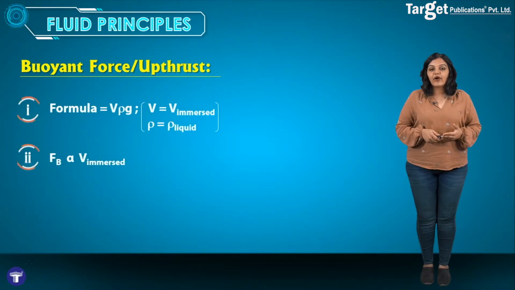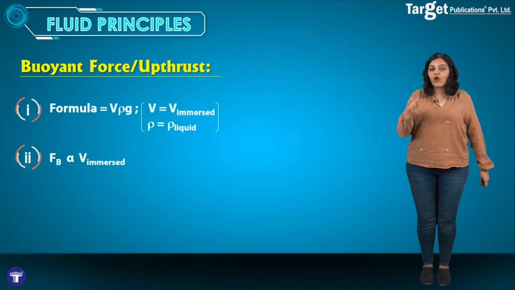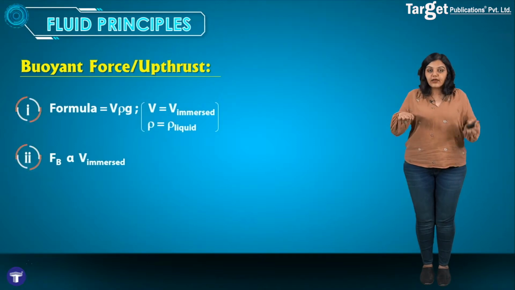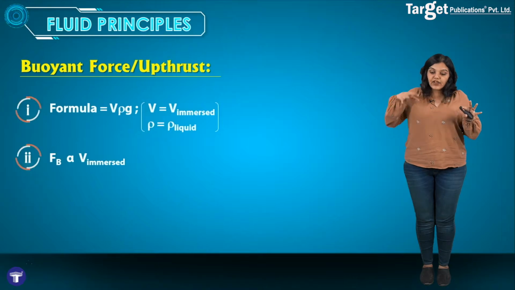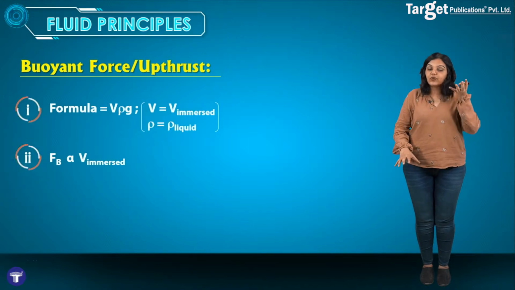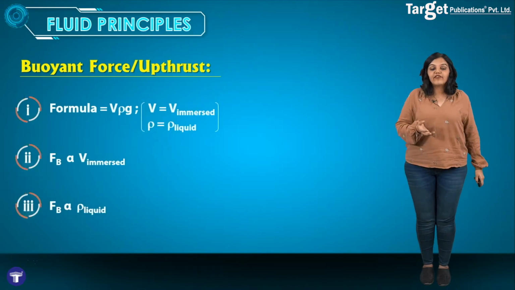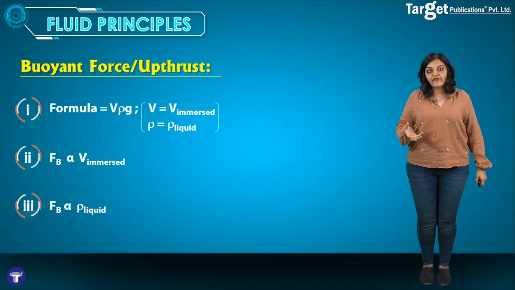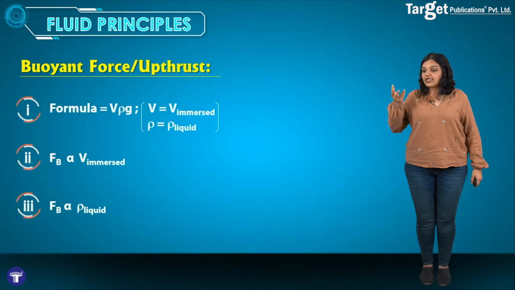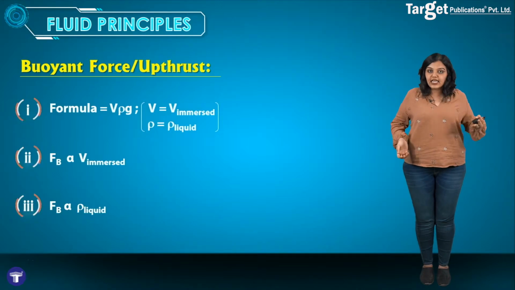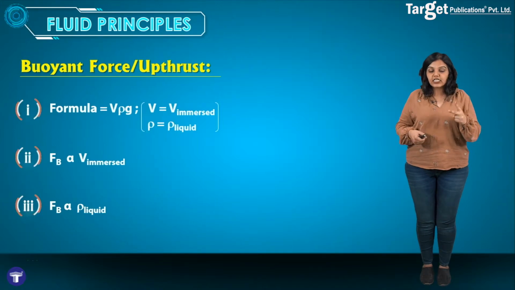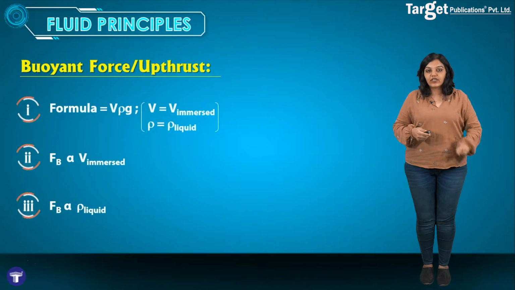Thus, I can say that the buoyant force is directly proportional to the volume of the immersed solid, which means if I immerse half a solid, the buoyant force will be some number, and if I immerse the full solid, the buoyant force will increase. Similarly, the buoyant force is also directly proportional to the density of the liquid. There will be more buoyant force in case of a more dense liquid like say oil as compared to a less dense liquid like say water. And therefore, buoyancy depends on two factors: the immersed volume of the solid and second, the density of the liquid.